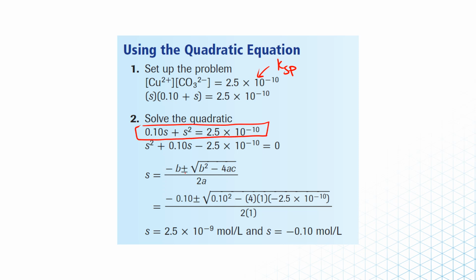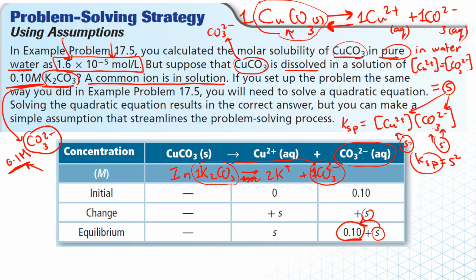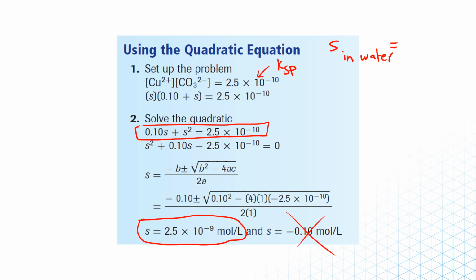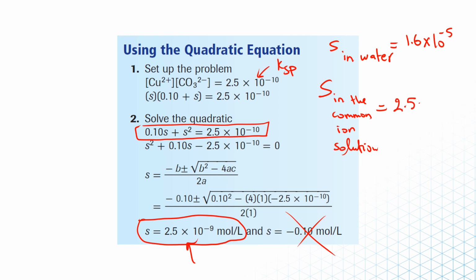Of course, you can solve it using the rule which you learned in math, or you can solve it with the calculator, and you will always get two answers because it is a quadratic equation. Of course, we cannot have a negative amount, so the only valid answer is this one. So S in water, our solubility in water, was 1.6 times 10 to the power minus 5. S in the common ion solution equals this number, 2.5 times 10 to the power minus 9 mole per liter.